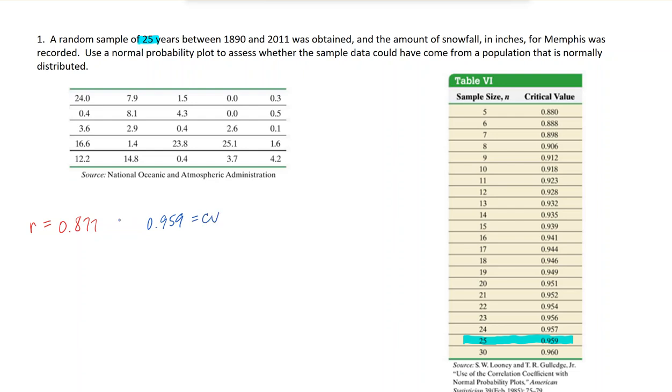And it's pretty clear to see that R is less than the critical value, so our conclusion is that this does not come from a normal population. We could have seen that just based on the QQ plot, but this is another way for us to identify that it doesn't come from a normally distributed population, and therefore we wouldn't want to apply a normal model to it as it is.